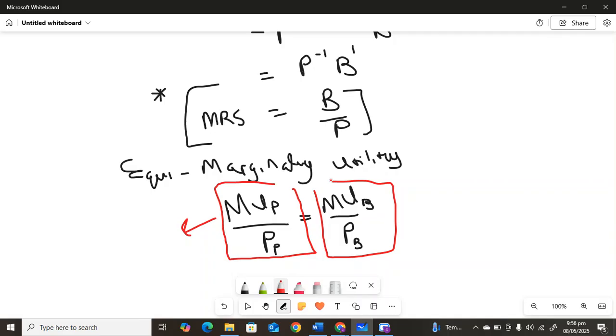So when the additional satisfaction per kwacha you spend on pork equals the additional satisfaction per one kwacha spent on beef, then this consumer has got the best bundle that will make them the most satisfied. That's what equi marginal utility says. When the additional satisfaction per one kwacha of pork equals the additional satisfaction per one kwacha of beef, then the consumer has got the optimal bundle, or the best combination of pork and beef that makes them happy.